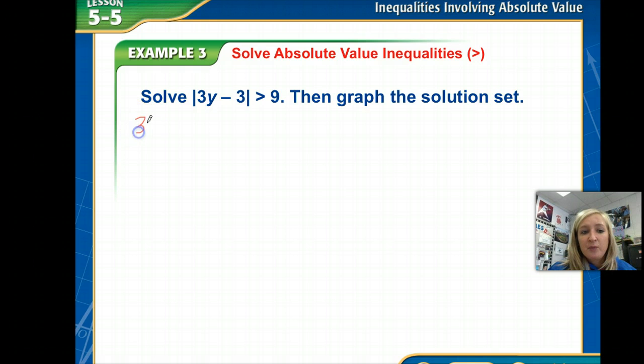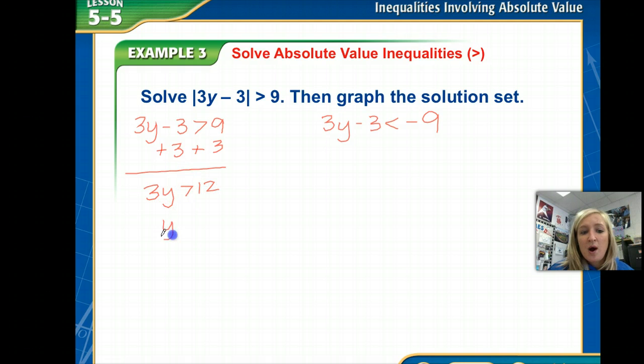So I have |3y - 3| is greater than 9, and I have 3y - 3. I'm going to flip my sign and flip my answer, or what it's equal to. So now I'm going to solve it. Add 3 to both sides. I get 3y is greater than 12, so y is greater than 4. And then I'm going to solve this side. I get 3y is less than -6, so y is less than -2.